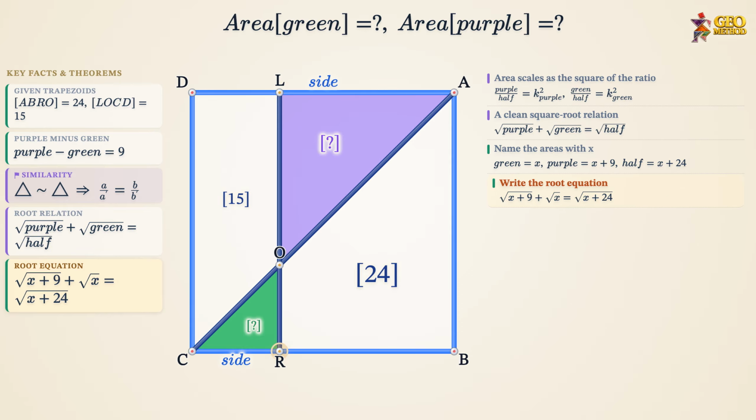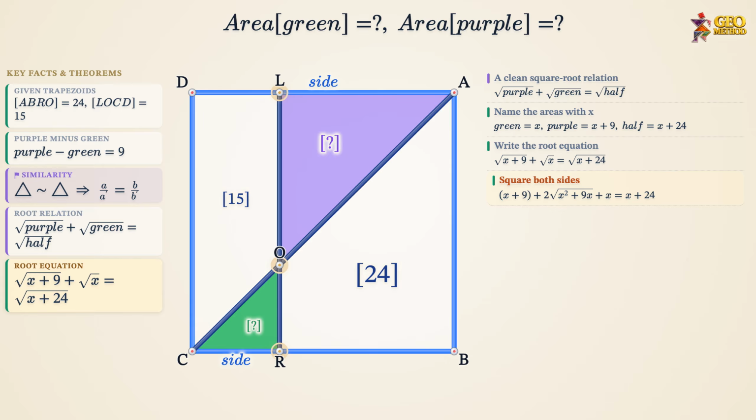Substitute those three expressions into the root relation. The square root of x plus 9 plus the square root of x equals the square root of x plus 24. This one equation carries the entire figure, and solving it pins down x.